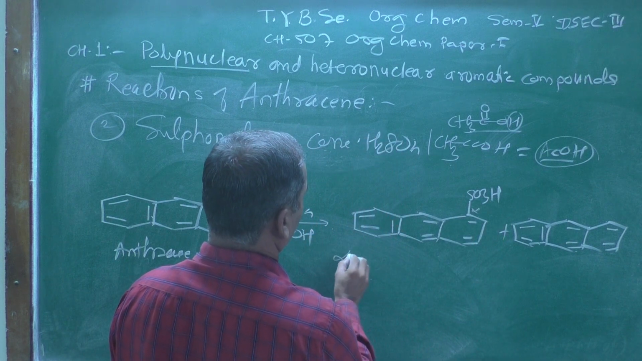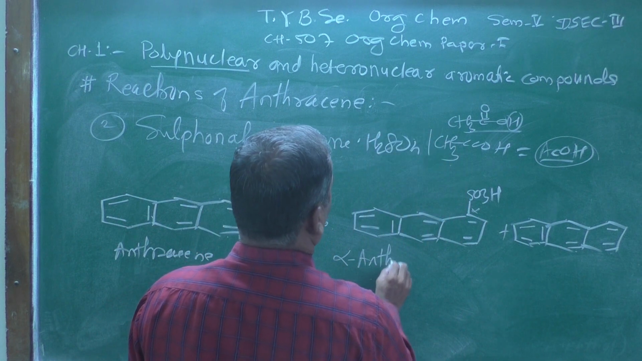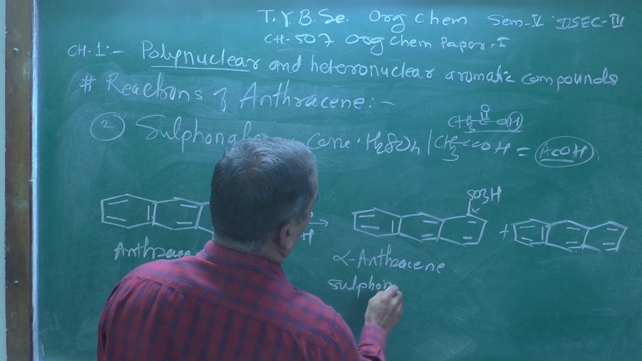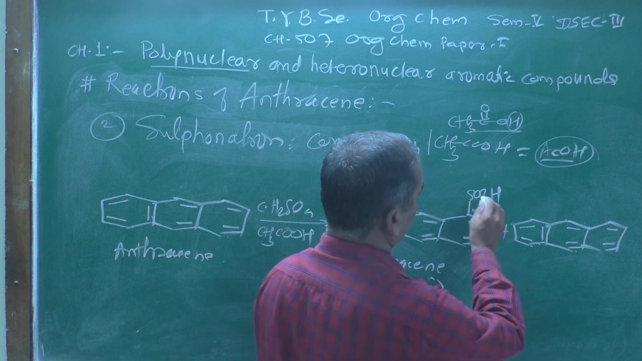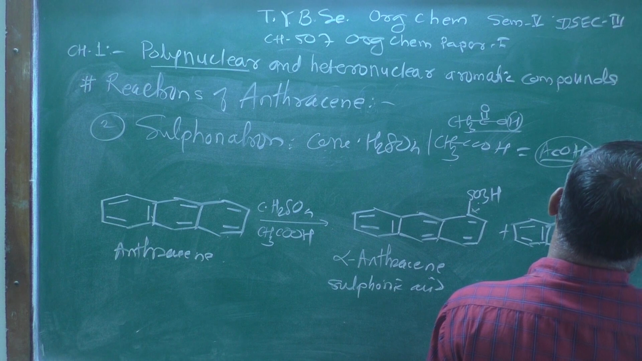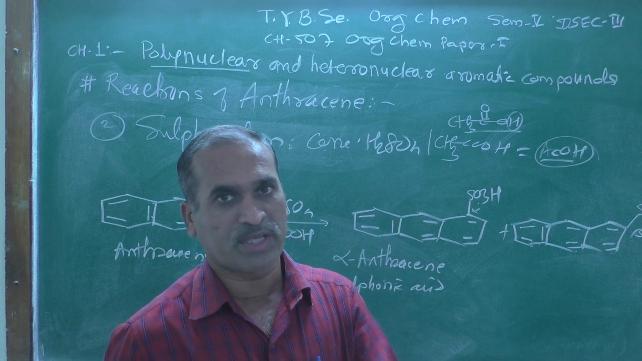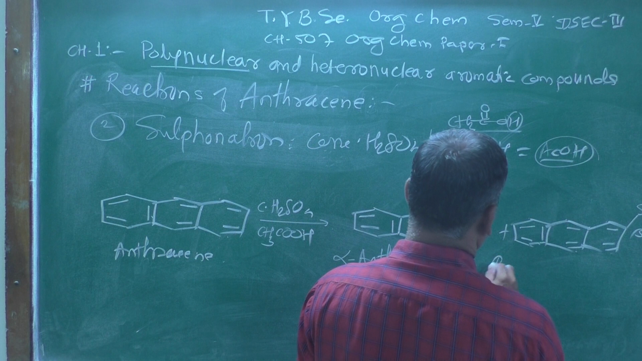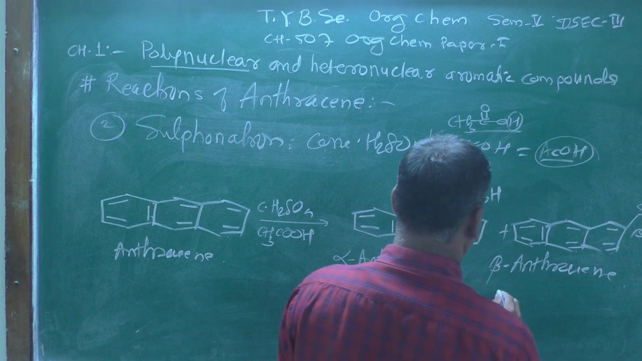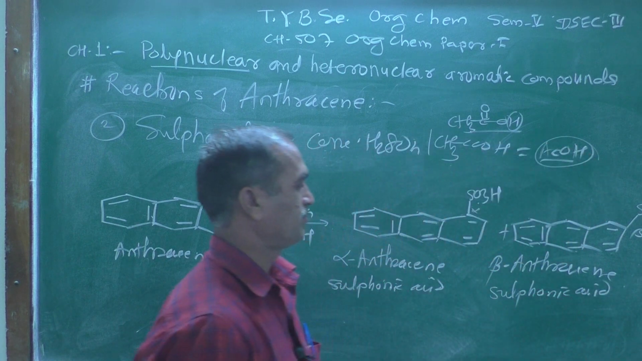Alpha anthracene sulfonic acid. And in the second one, the SO3 group attacks at this position, that is SO3H, the sulfonic acid group, which is introduced at a beta position, and therefore you can call it beta anthracene sulfonic acid. Beta anthracene sulfonic acid, right?